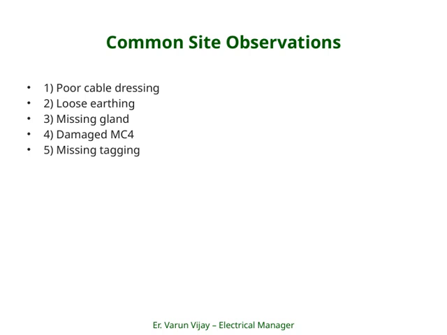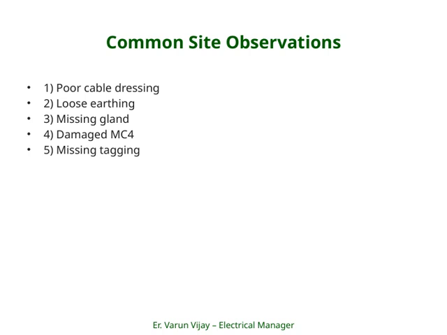Moving on, missing gland is another common observation. Glands help to seal and protect cable entries, preventing dust, water, or pests from entering. Missing glands can compromise the integrity of the installation, leading to potential damage or failures.